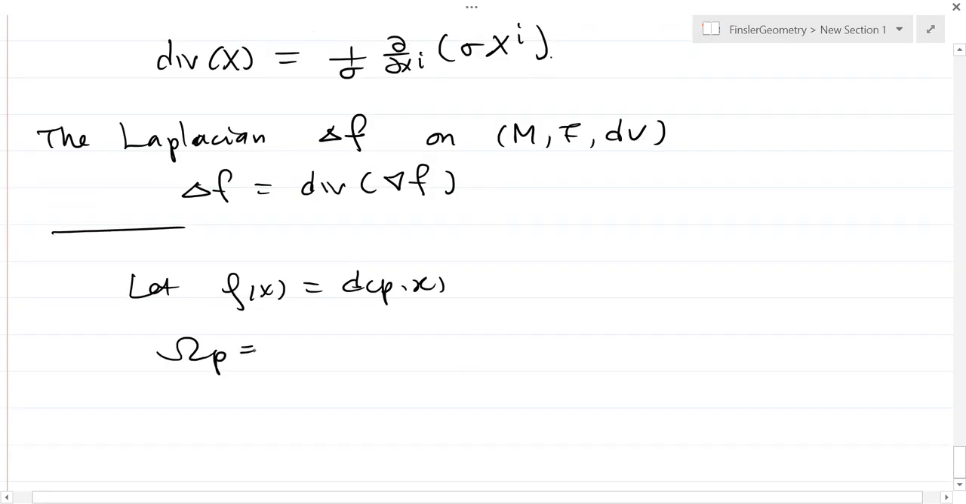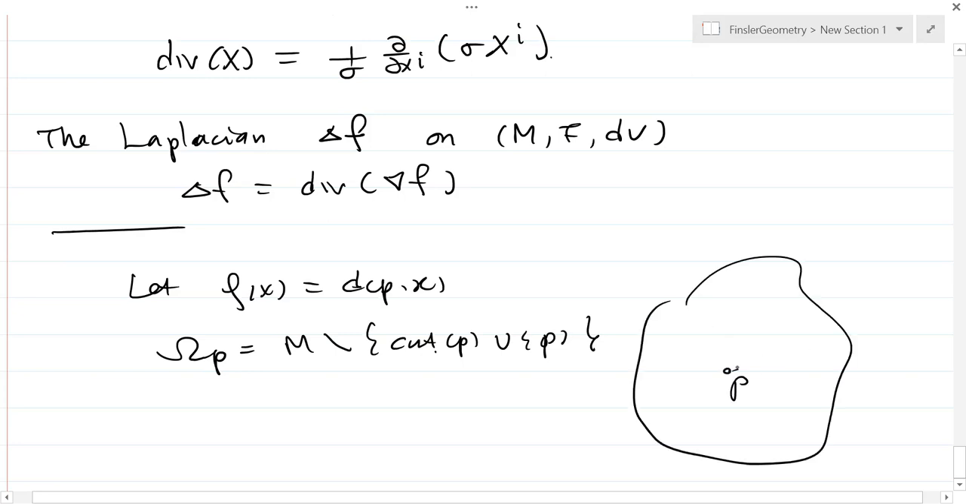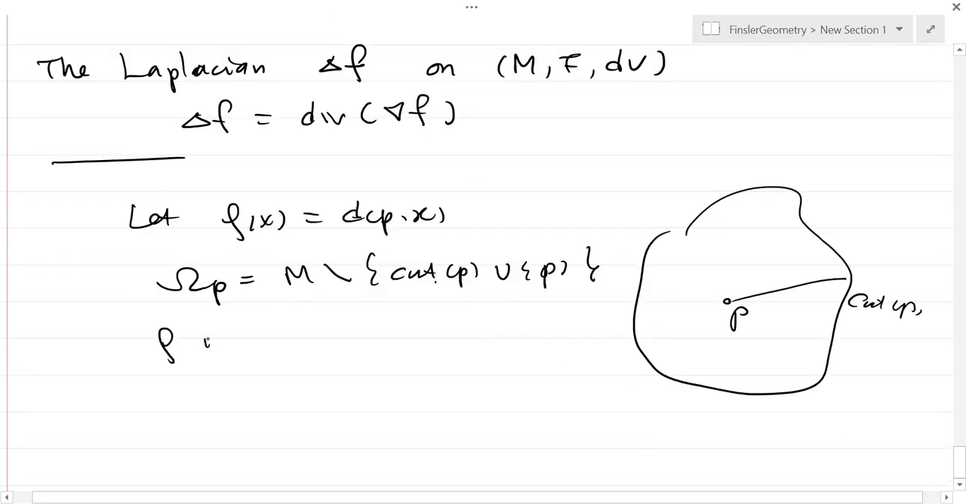But I'm going to consider the manifold away from the cut locus. How can I describe it? I can describe it in the following way. This is M minus the cut locus of the point p, which I call Ω_p. So this is the point p and the cut locus here. Clearly, ρ is C^∞ smooth on this set.